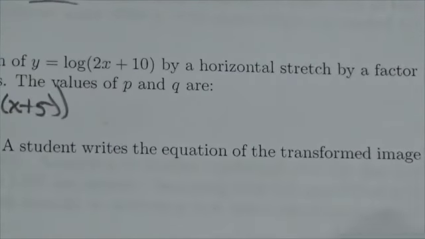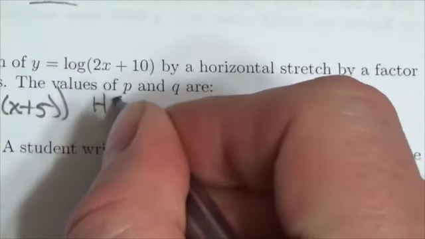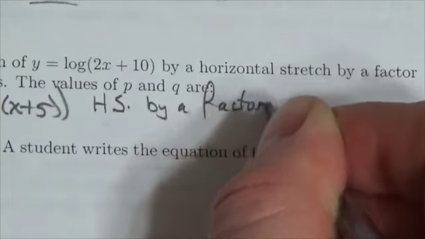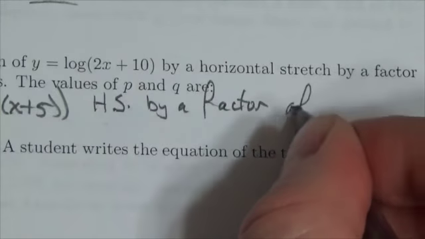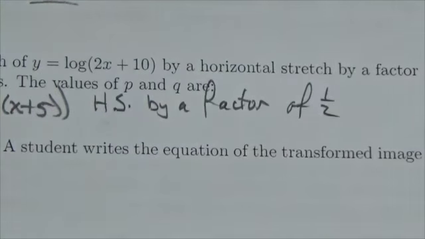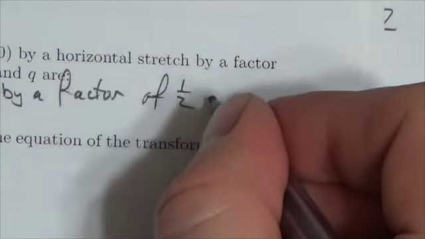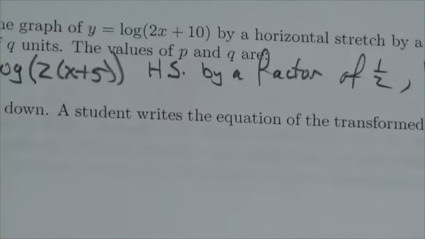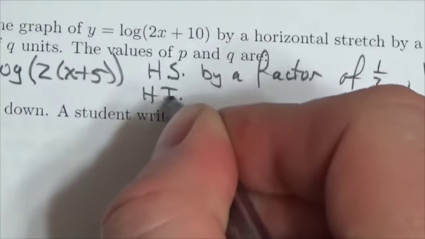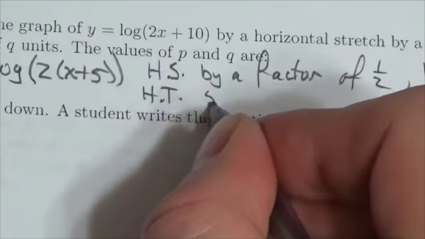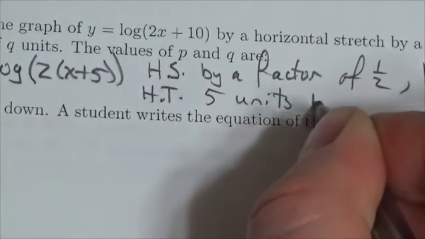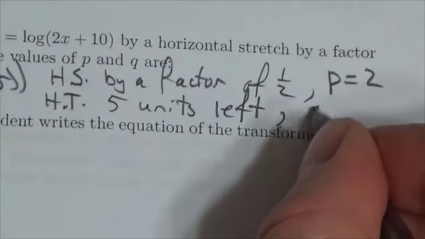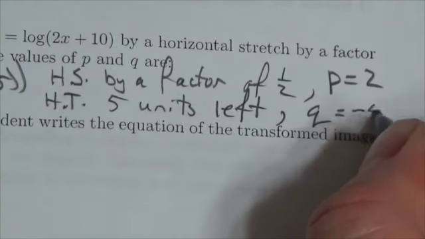And so this has been stretched. There's been a horizontal stretch by a factor of 1/2, because p is equal to 2. And we see a horizontal translation 5 units left, because q is equal to -5.